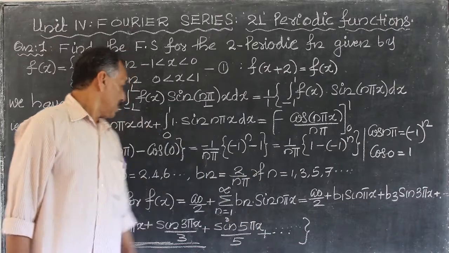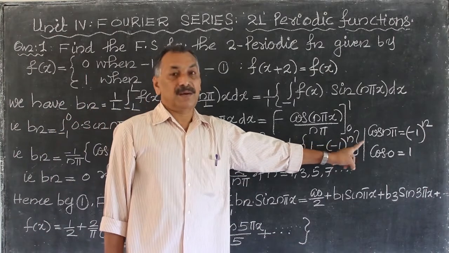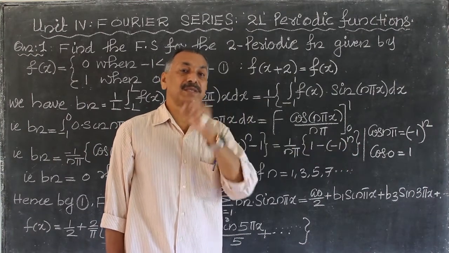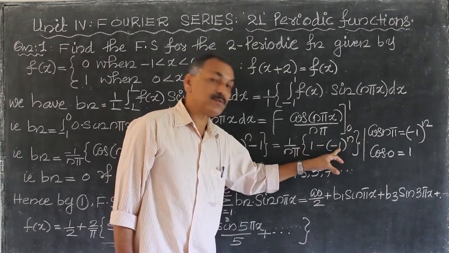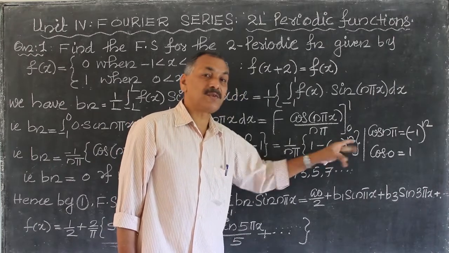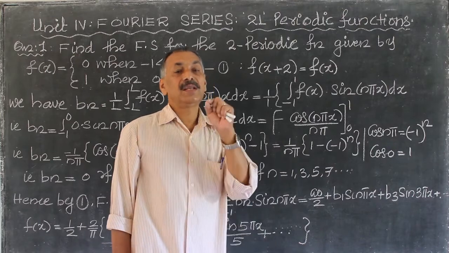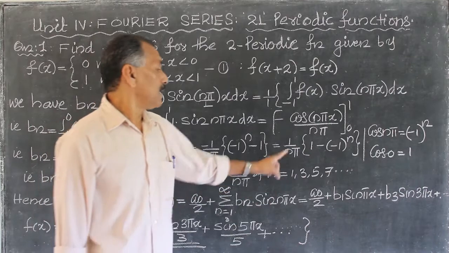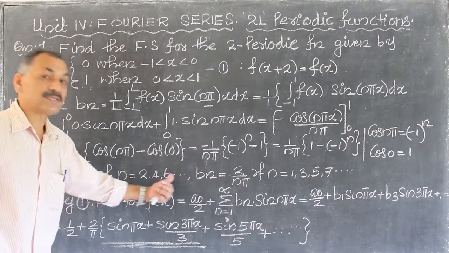That is bn is equal to, what is bn? Assume that n is an even number. If n is an even number, that means n is equal to 2, 4, 6, etc., minus 1 squared is plus 1, and 1 minus 1 gives 0. Similarly, if n is equal to 4, minus 1 raised to 4 is plus 1, and 1 minus this 1 is 0. That is, if n is an even number, bn is equal to 0.